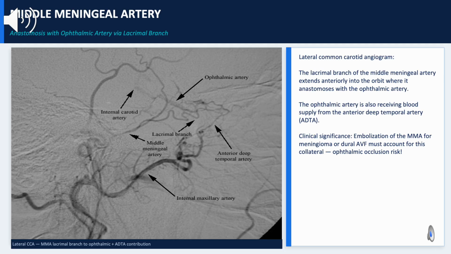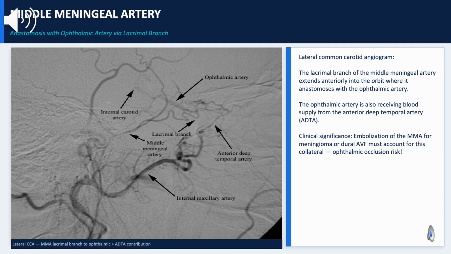This angiogram is the classic demonstration of the MMA lacrimal ophthalmic anastomosis, the most clinically important ECA ICA connection in neurointervention. The lacrimal branch of the MMA extends anteriorly through the superior orbital fissure to anastomose with the ophthalmic artery. In this case, the ophthalmic artery is also receiving supply from the anterior deep temporal artery, a dual anastomotic supply to the ophthalmic from two separate MMA territory branches.